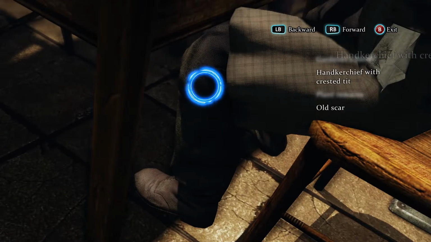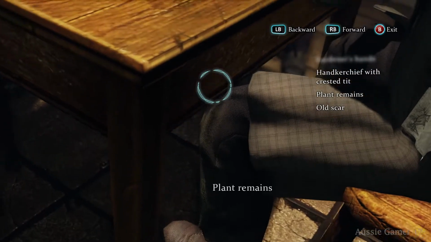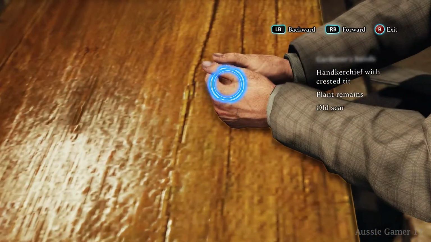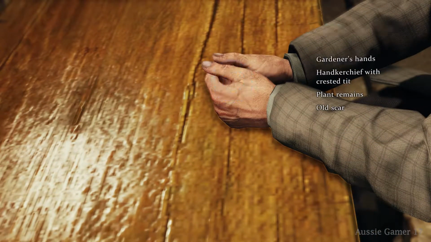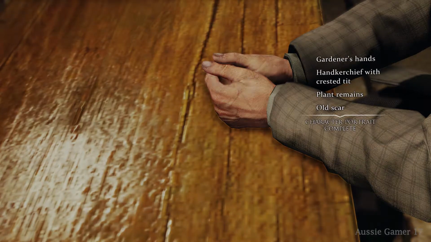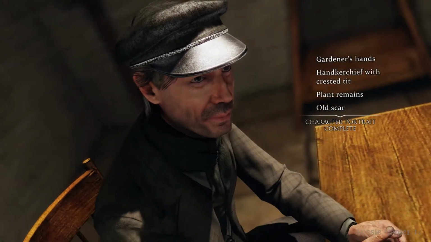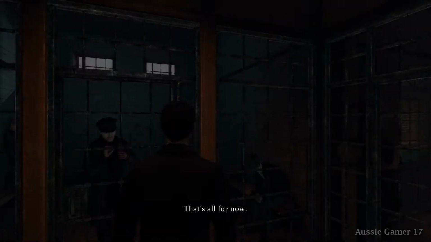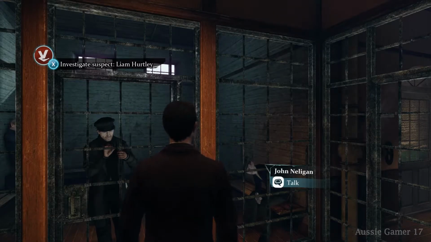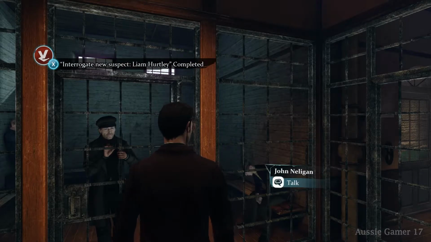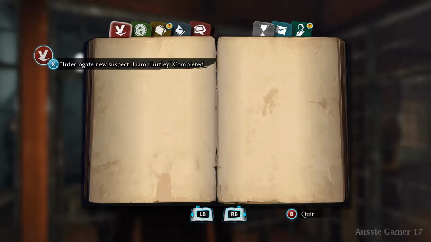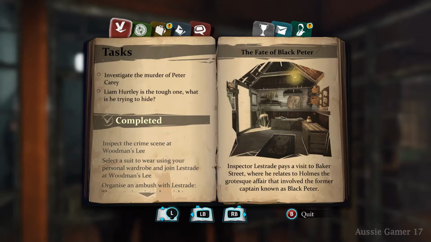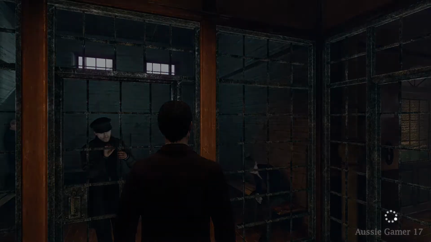Next thing we've got is his knee here. He's got plant remains. And then the next one is his hands, and that'll complete the character portrait. Gardener's hands. Where have we seen a garden? All for now. Okay, so that's all for that part. And we've completed his character portrait, and now we need to travel back to Baker Street. So get to the map and Baker Street.